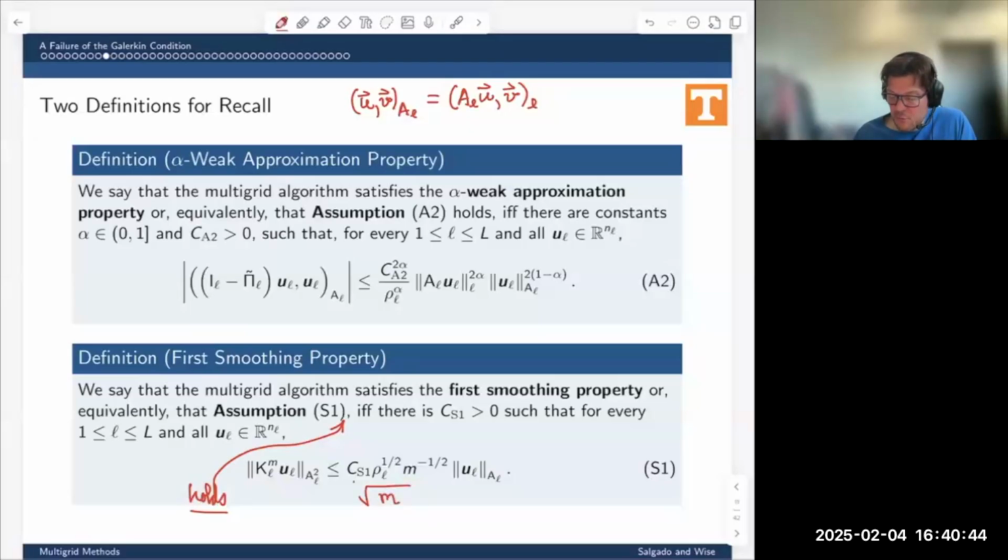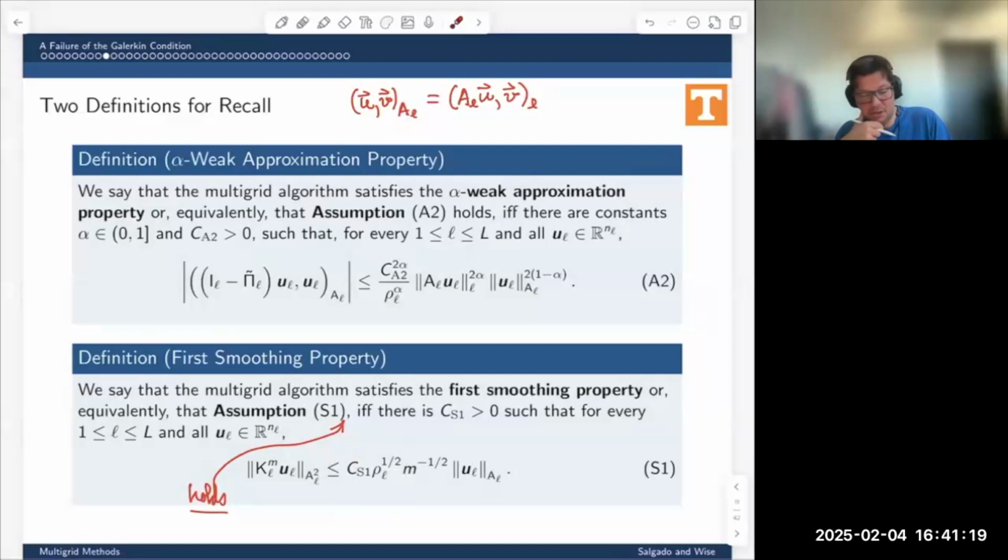So if I do more smoothing iterations, that means M is getting larger. Let's say I do 100 smoothing iterations, which is impractical, of course. Then I'm going to get the square root of 100, or 10, in the denominator. So that's going to make this whole term on the right-hand side small. That's really dividing by a power of M, times UL in the AL norm, which is the norm that we defined through the inner product up above.